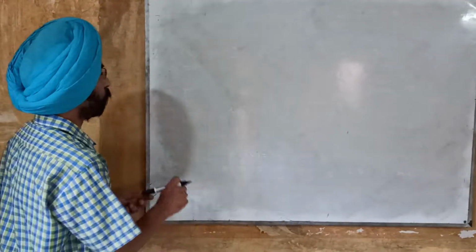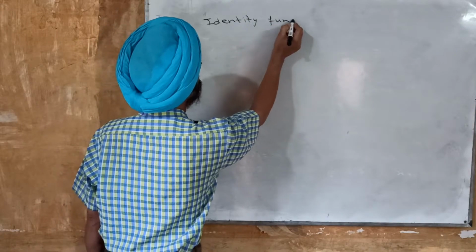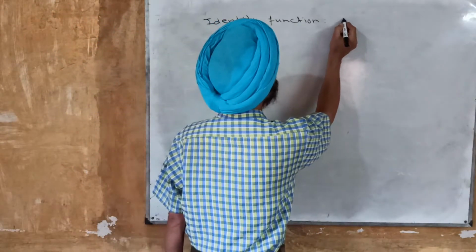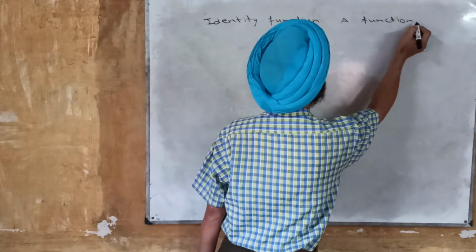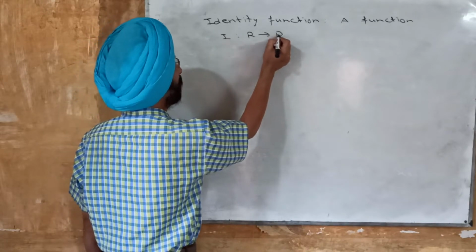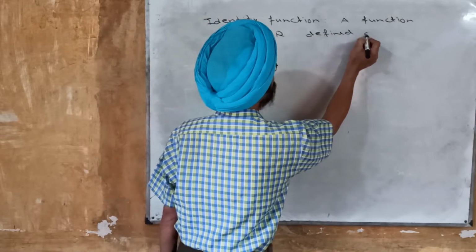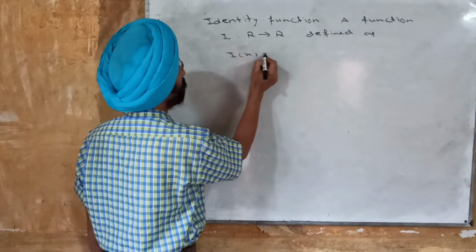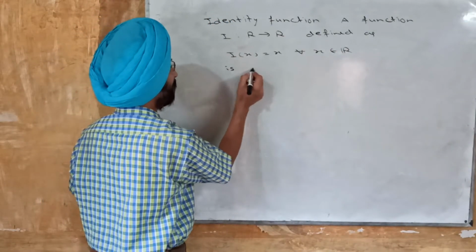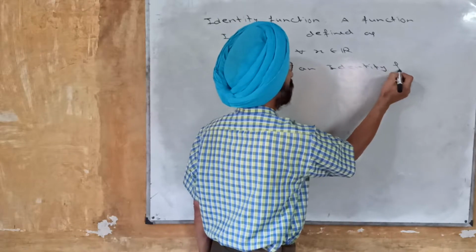First one to be discussed is the identity function. The easiest one in the types of functions is the identity function. In general we denote the identity function by I, a function I from R to R, the set of real numbers to the set of real numbers, defined as I of x is equal to x for every x belonging to the set of real numbers, is called an identity function.